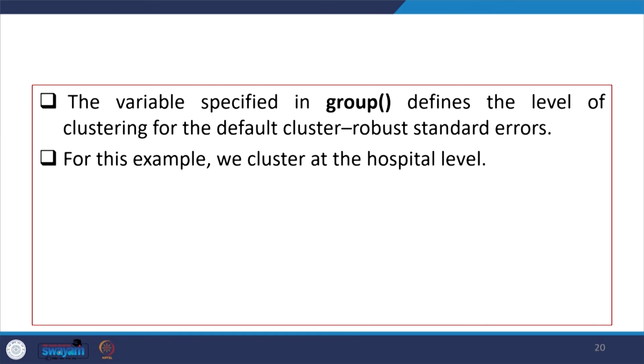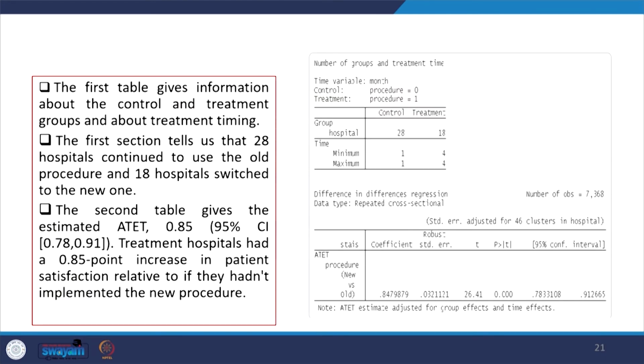So, for this example, we cluster at the hospital level only. So, hospital has been considered as the group. And here is some of the sample result that was taken from the latest Stata software, and the information given here is comparing the number of groups and the treatment time.